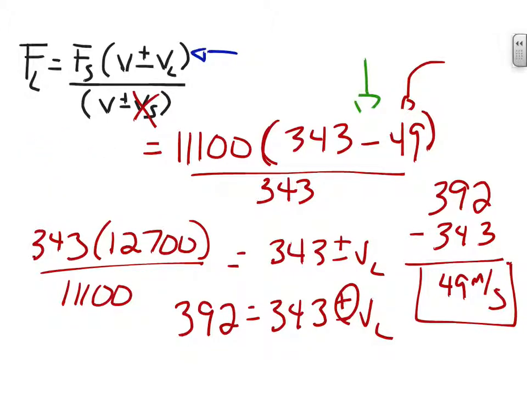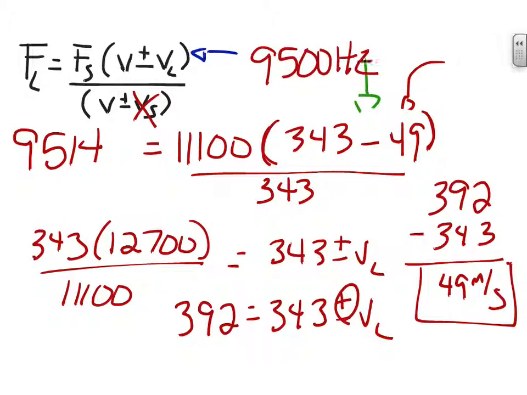This is no longer going to be 12,700. It's going to be lower than the 11,100 because it's going away. It's going to have a drop in frequency, that red shift, as it goes down. Plugging that in carefully into our calculator, we find, of course, that that is 9,514. Since we've only got 2 sig figs, we're going to round that to 9,500 hertz is what the duck hears past.